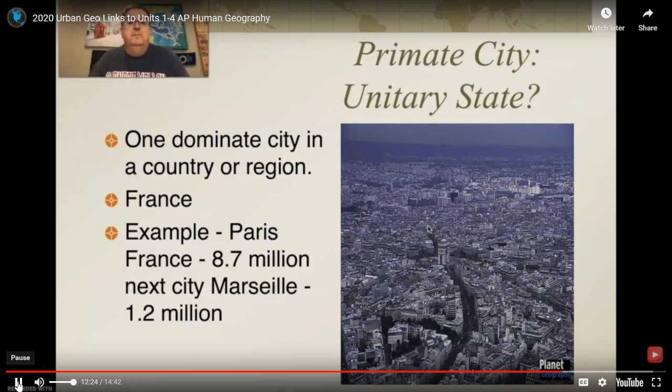So I mentioned this concept of primate city. Well, there's an association between primate cities and unitary states. Now, it's not a for-sure thing. But when you think of France and I say, hey, what's the largest city in France?